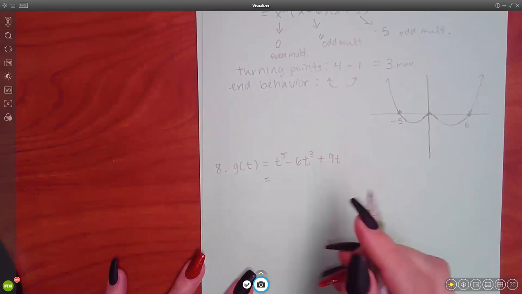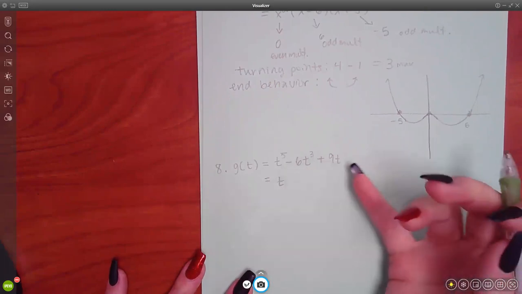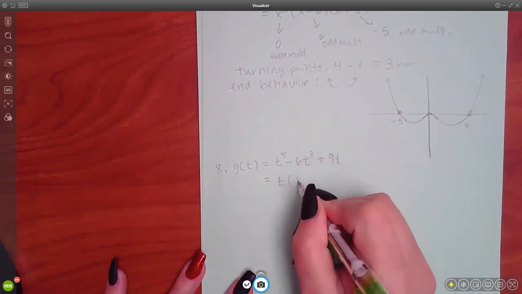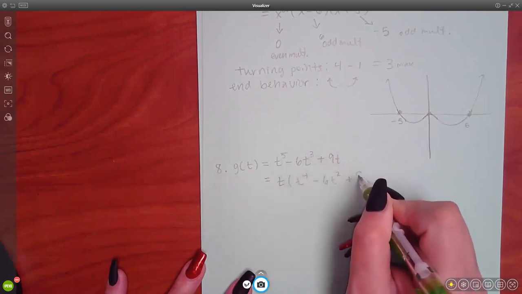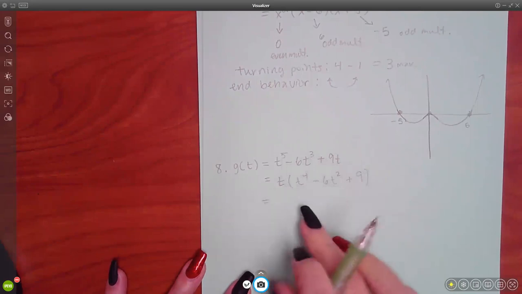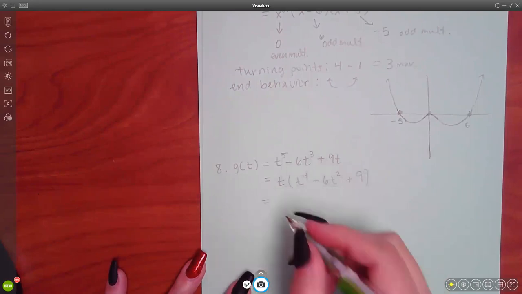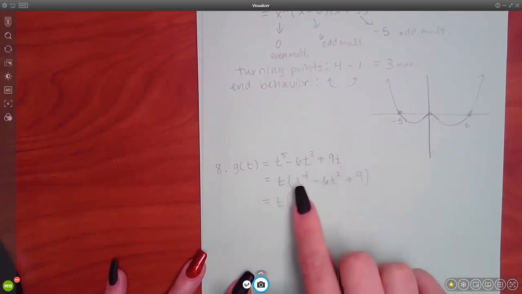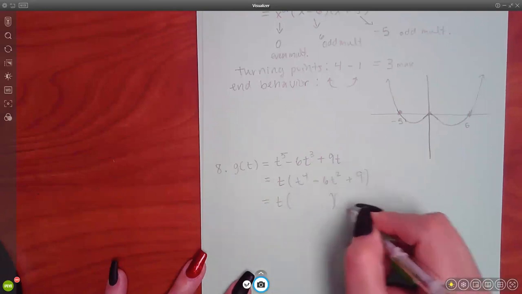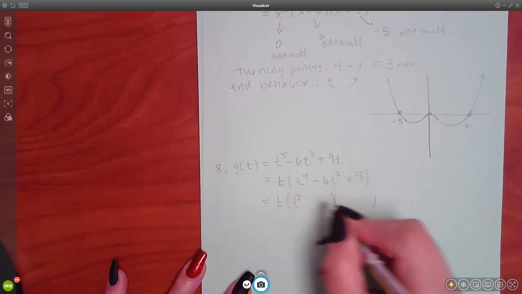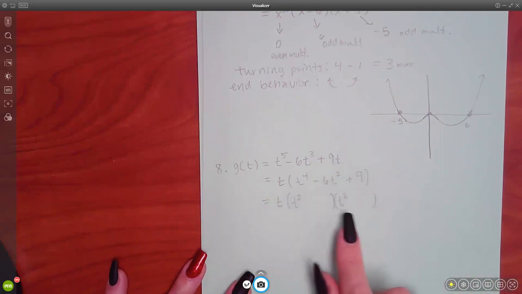T, just one T, because this one only has one. So I get T to the fourth minus six T squared plus nine. Now this is one of those quadratic types, so you can factor it. Just like if this were a square and I would do T times T, I just need to do T squared times T squared, right, to get T to the fourth.